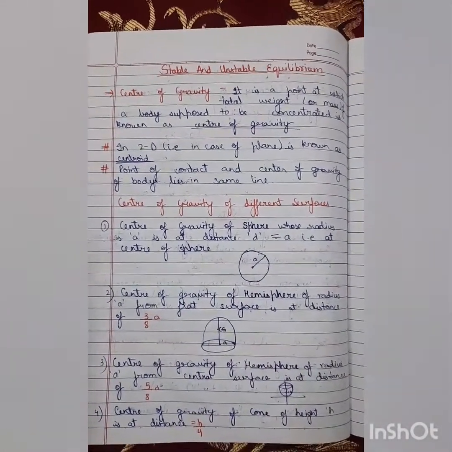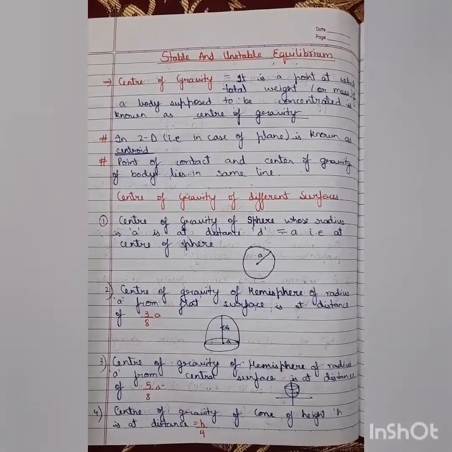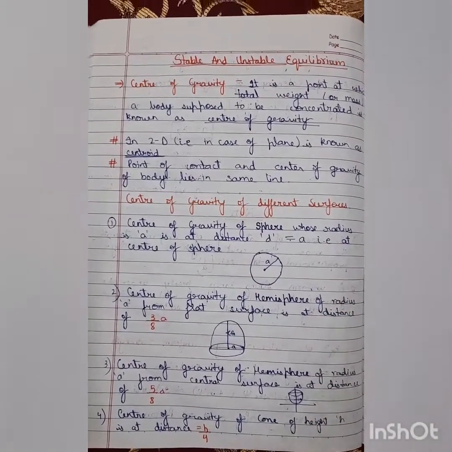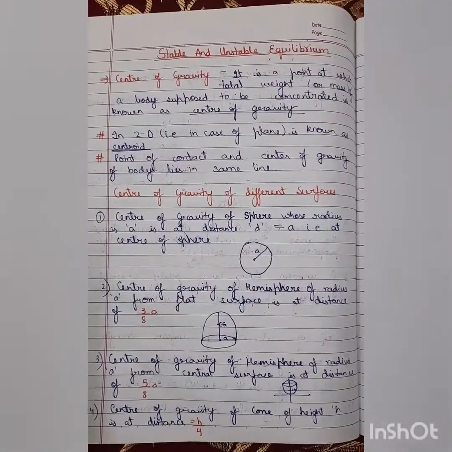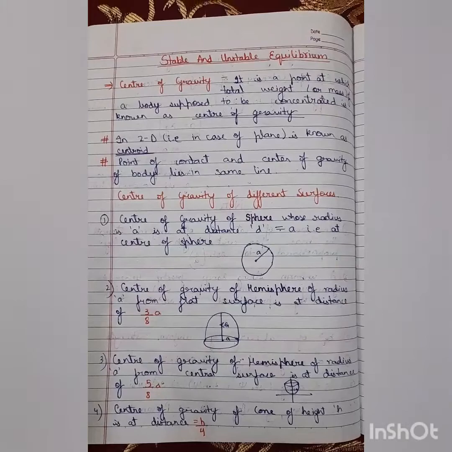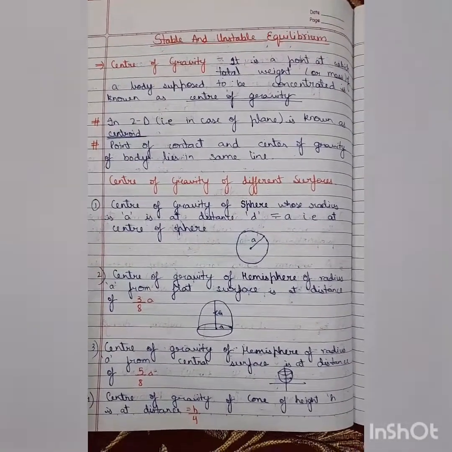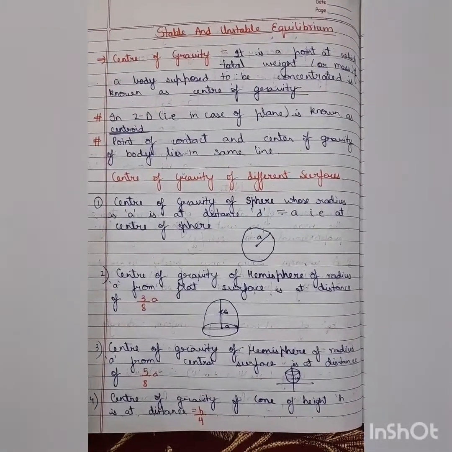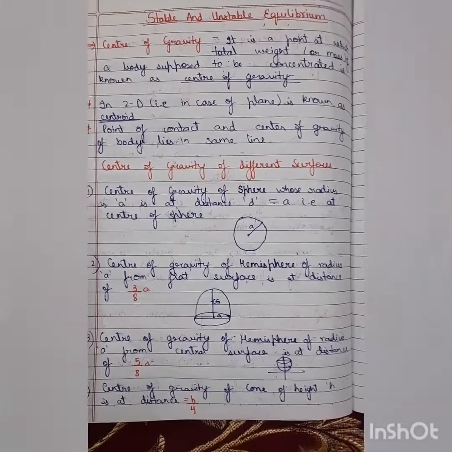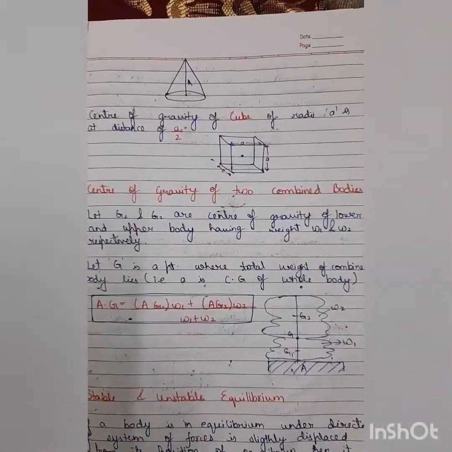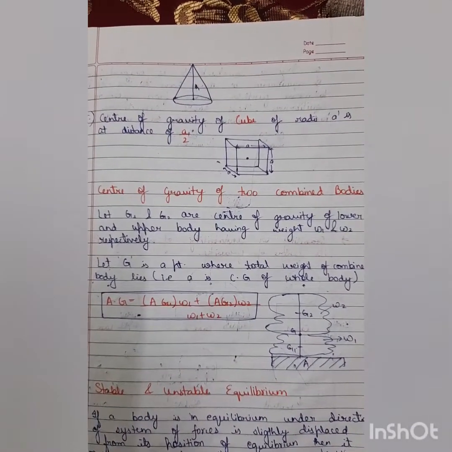Now, what is the center of gravity of different surfaces? The center of gravity of a sphere whose radius is a is at a distance a, as you can see from the figure. D is equal to a, that is, at the center of the sphere. Second, the center of gravity of a hemisphere of radius a from the flat surface is at a distance of 3 upon 8a. The center of gravity of a hemisphere of radius a from the central surface is at a distance of 5 upon 8a. Fourth, the center of gravity of a cone of height h is at a distance of h upon 4. Now, the center of gravity of a cube of side a is at a distance of a upon 2.